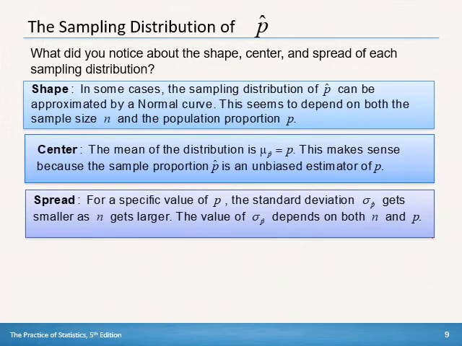And then the spread, kind of hard to reference it now, but look back at the page with the 6 graphs on it. As the sample size n got larger, we can see that the spread of our sampling distributions got smaller. So look at those again and confirm that that is the case, but you'll see that that definitely is the case.